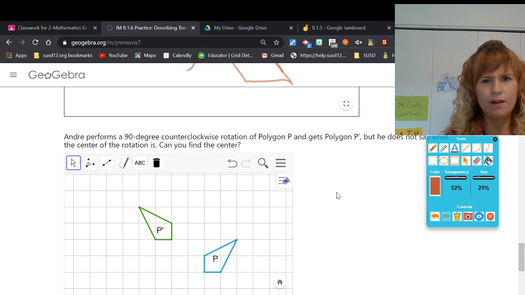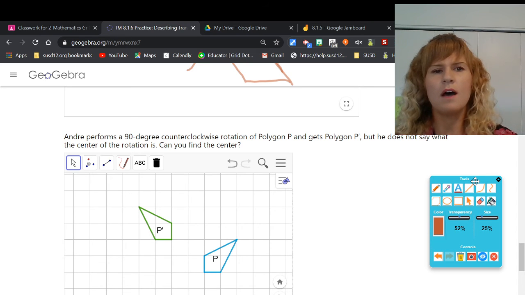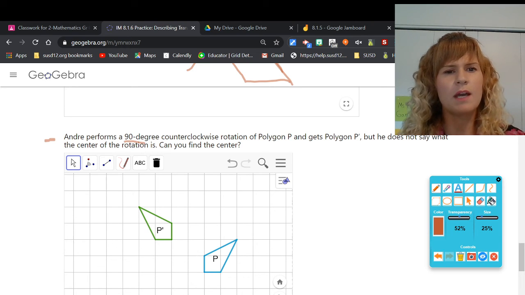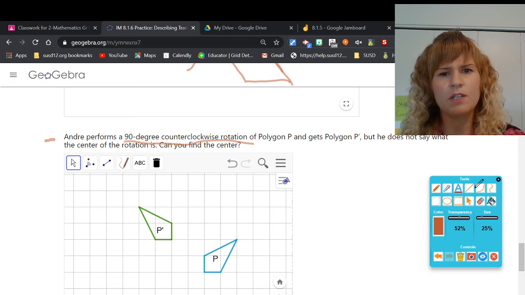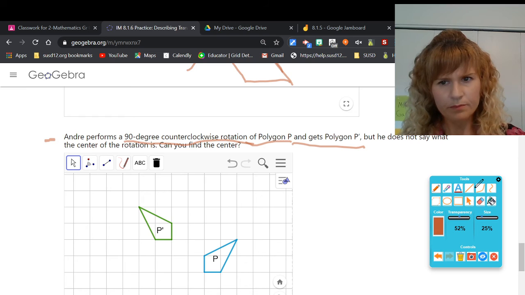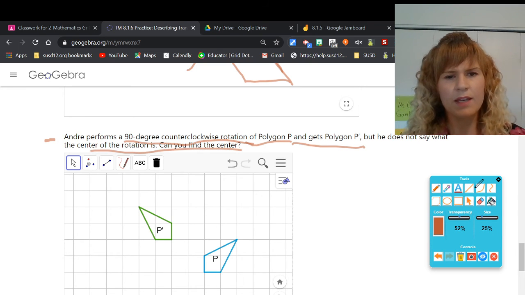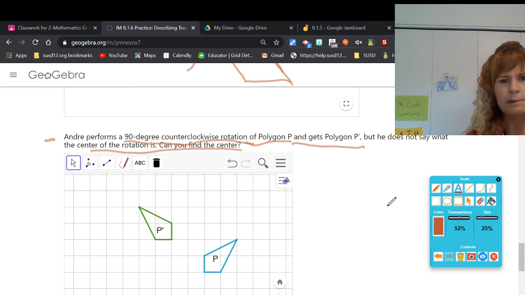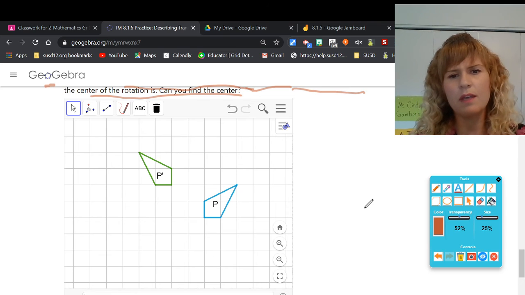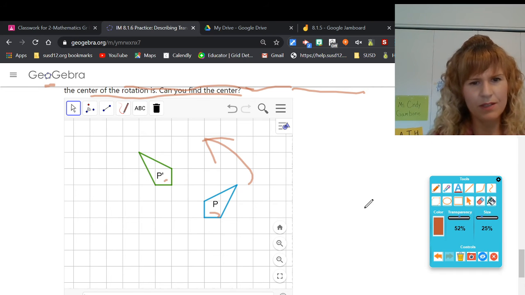Oh, this one looks hard. Let's do it together. It says, Andre performs a 90-degree counterclockwise rotation of polygon P and gets polygon P prime. But he does not say what the center of rotation is. Can you find the center? Okay, so a 90-degree counterclockwise rotation of P, that means going this way from P to P prime. What is the center of rotation?